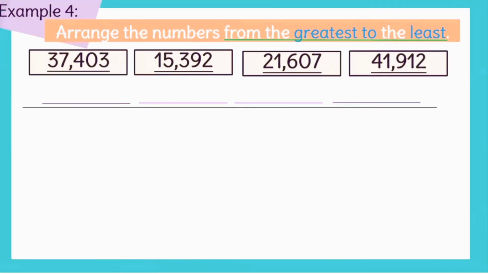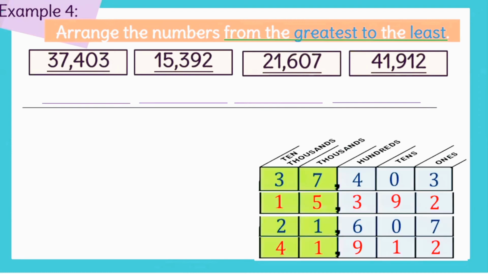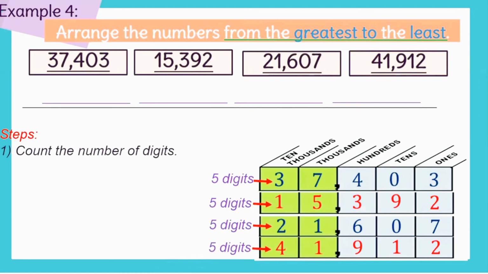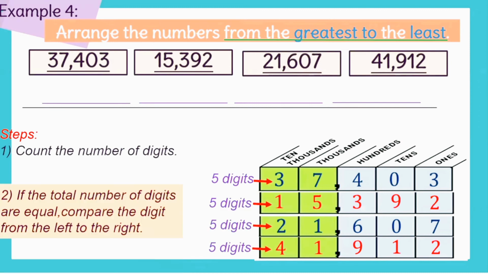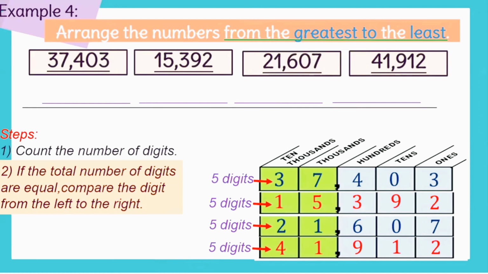Our last example, we have to arrange the numbers from the greatest to the least. We have here the 4 numbers. So let's put all the digits in the place value table. Let's count the number of digits. We can observe all the numbers have 5 digits. So right now, we're going to compare the digits from the left to the right, from the 10,000s place going to the ones place.